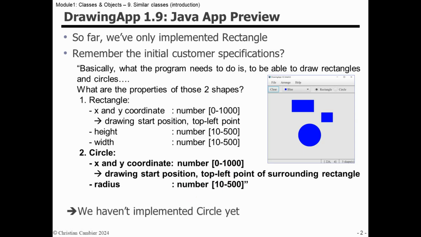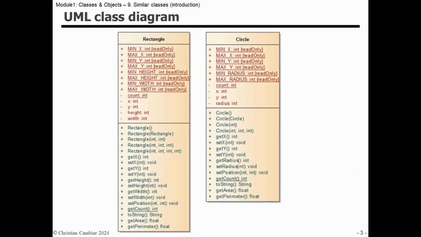But so far we haven't defined Circle yet. So let's do that. And before implementing Circle, let's first define the new class in UML. Analyzing the specifications of DrawingApp will result in a Circle class that is very similar to the Rectangle class. The main difference is that Rectangle has a height and a width, Circle on the other hand has a radius. For the rest, minima and maxima are very similar. For both classes we want to know how many instances are created, so the count mechanism will be the same.